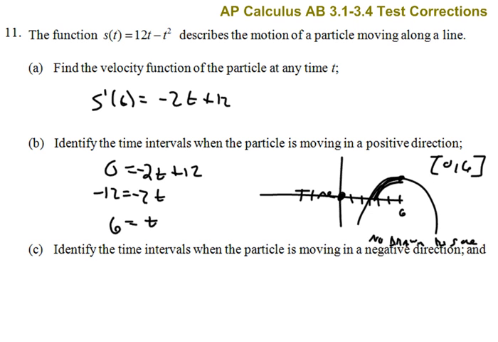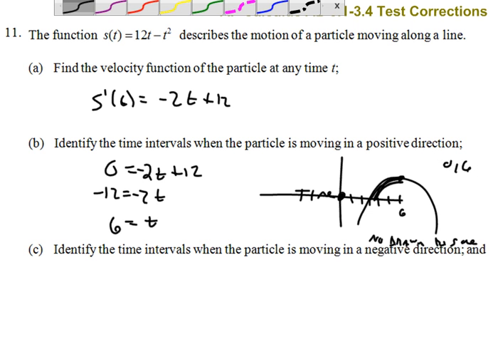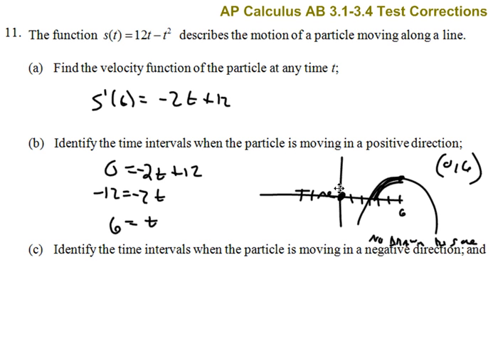And you know what? I need to make those not brackets, but parentheses. And the reason they need to be parentheses is because at the actual time, we don't know, that could also be in the negative direction. So we're going to say, because it's not changing directions like up here, right? So I'm just going to say from 0 to 6 there.